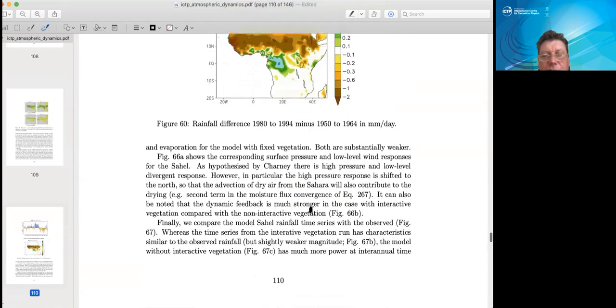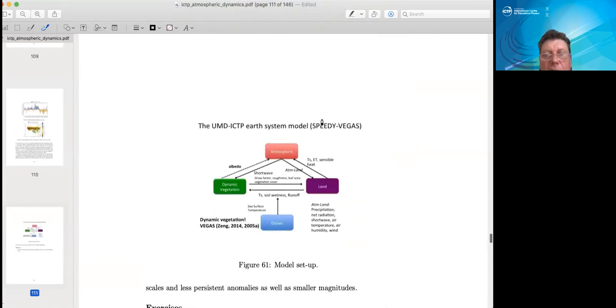So that's what we want to do. We want to use a model that is now coupled, that has an atmosphere. The ocean is just prescribed. We prescribe surface temperatures from the ocean. We could also couple it to an ocean model, but that's not done here.